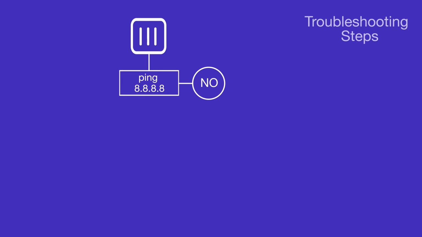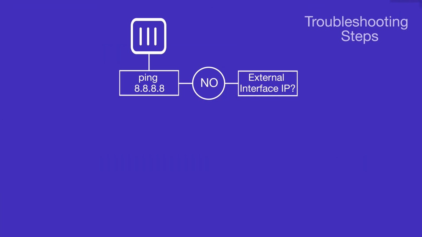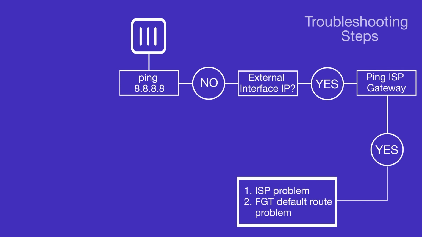If the ISP provides a DHCP option, but FortiGate cannot ping out, that means that FortiGate was not assigned an IP address. Check if the FortiGate external interface gets the IP address. If FortiGate gets an IP address, try pinging the ISP gateway IP. If FortiGate can reach the ISP gateway, that can indicate either an ISP problem or an issue with the FortiGate default route. Check to see that the FortiGate default static route is properly configured.